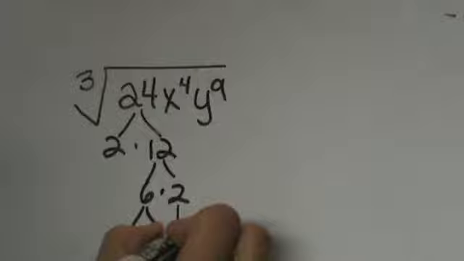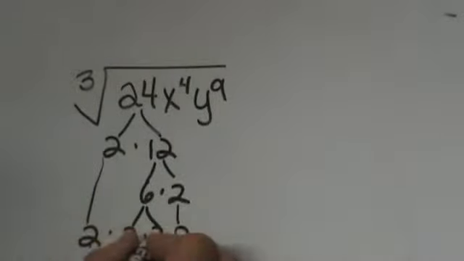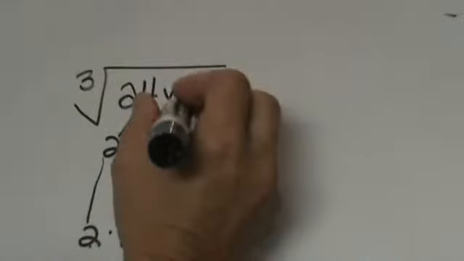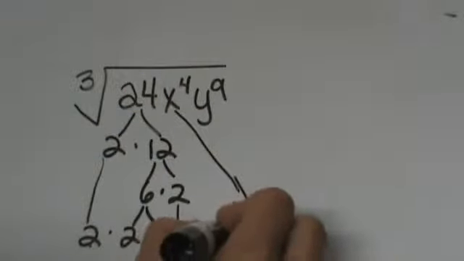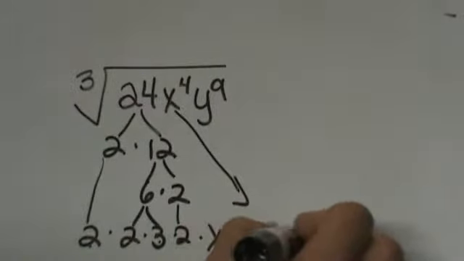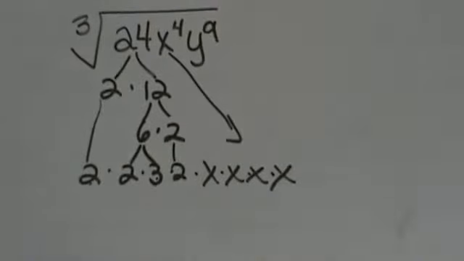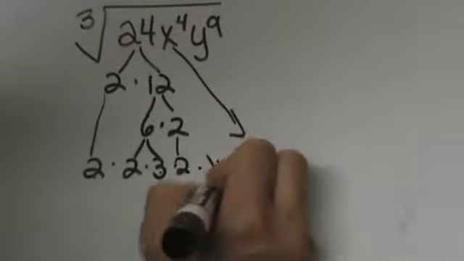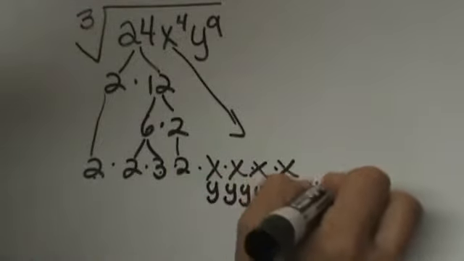So what are the prime factors? I have 2 times 2 times 3 times 2. I do have a group of 3, don't I? Let's take the variables next. X to the 4th means I have x times x times x times x. I have 4 of them. And y to the 9th, wow, that's a big one, isn't it? It means I have 9 y's: 1, 2, 3, 4, 5, 6, 7, 8, 9.